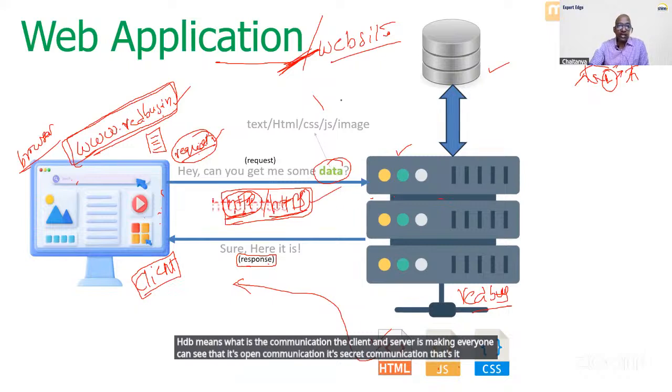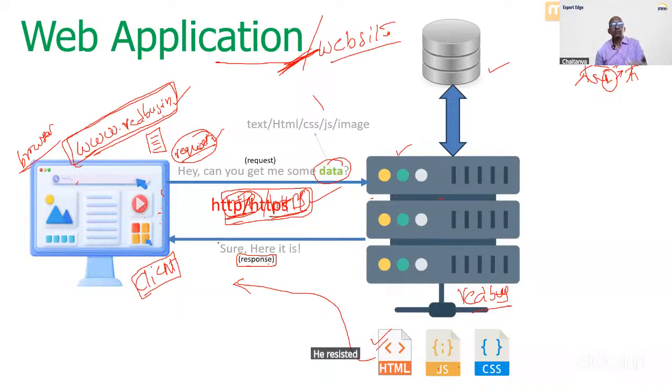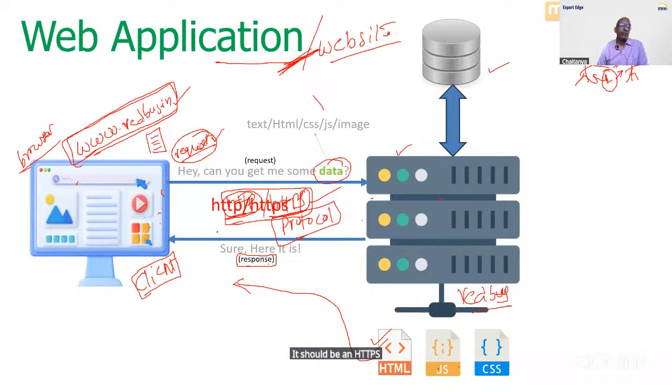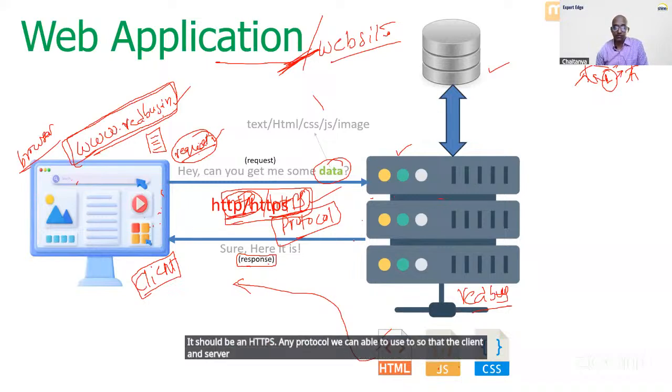So there is definitely a communication language. Don't think it's a programming language or something. It is just a communication language, like English or some other language, but here we are talking about computers. So client and server communicate with each other using some protocol. There are two types of protocols we have seen, HTTP and HTTPS. Any protocol can be used so that the client and server can communicate with each other.